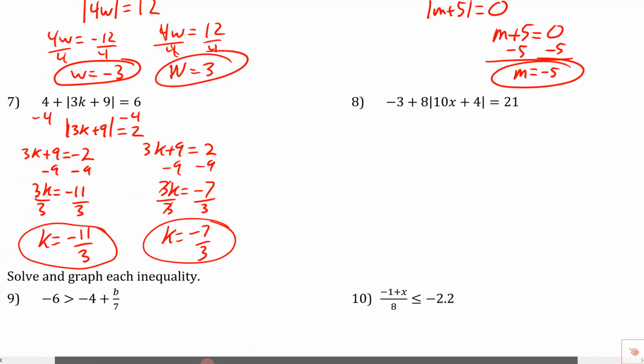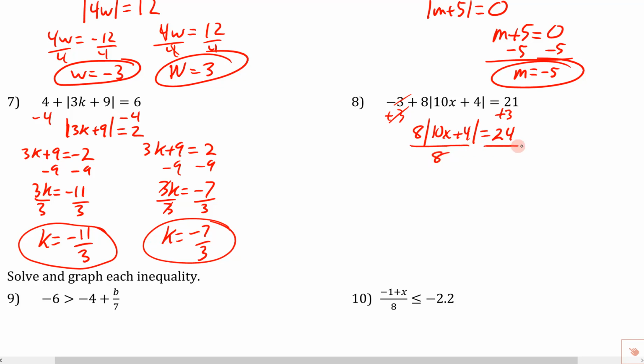Let's take a look at number 8. Let's again go ahead and simplify here. So we're going to add 3 to both sides. Those go away. We're going to have 8 times the absolute value of 10x plus 4. And that's equal to, if we add those together, we end up with 24. Yeah, because we added 3 to both sides, so that's going to be 24. Keep simplifying. We're going to divide by 8. So we get absolute value of 10x plus 4. And then over here, 24 divided by 8 is 3.